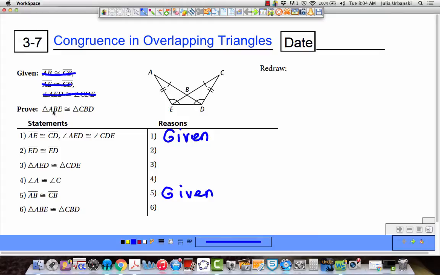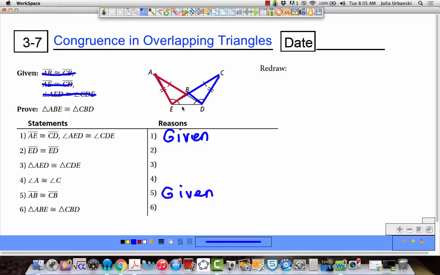All right, now, they want us to prove triangle ABE. So this is the trick to it. You have to, in your mind, isolate triangle ABE. Whoops, I'm sorry, let me do it right. I went all the way to the D. So it's triangle ABE is congruent to triangle CBD. That's what you have to do. You have to see those parts in your mind.